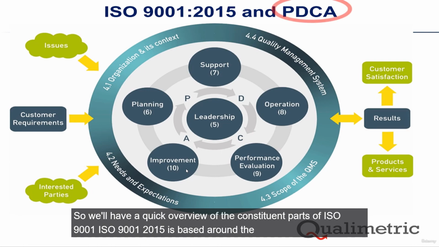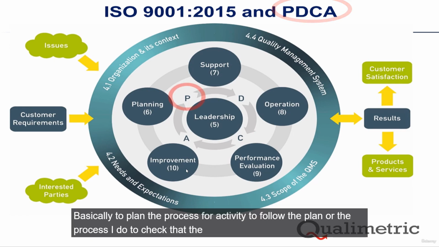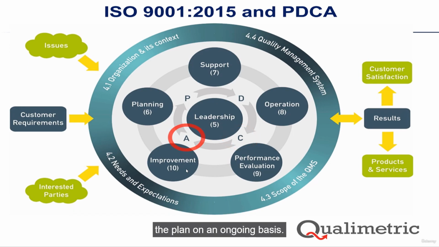ISO 9001-2015 is based around the PDCA, or Plan, Do, Check, Act principles expounded by Dr. Edwards Deming, basically to plan the process or activity, to follow the plan or the process, i.e. do, to check that the process is doing what it should be doing, and act, to take action to remedy or improve, such as to improve the plan on an ongoing basis.